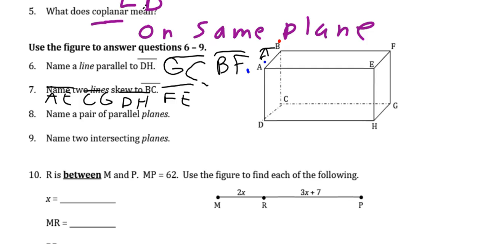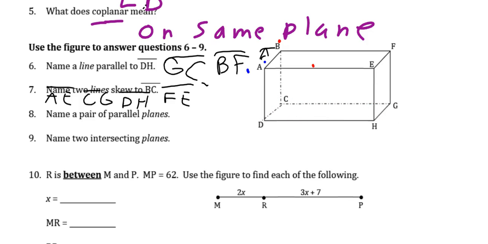Name a pair of parallel planes. Good. I'm not going to list all the possibilities here, but let's talk about what they are. Again, if you just think about the room, here's the ceiling. What is parallel to the ceiling? But the floor. The floor is parallel to the ceiling.